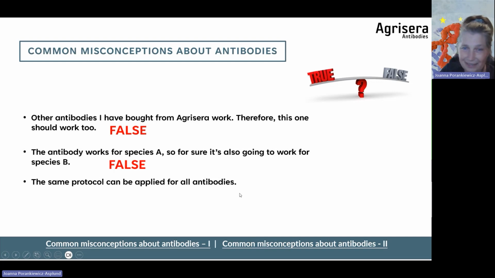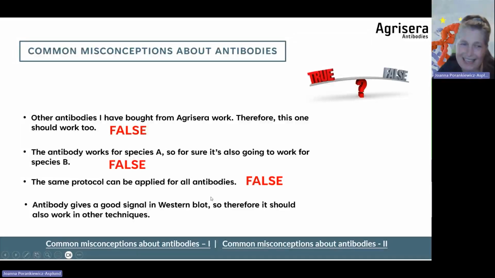Is the answer false or true? False. Of course not. The antibody gives a good signal in Western blot, so therefore it should also work in other techniques. If you remember, it's false, because one technique, one validation. An antibody used in Western blot is validated only for Western blot. It may not work in other techniques, and it requires validation for that specific technique with controls.